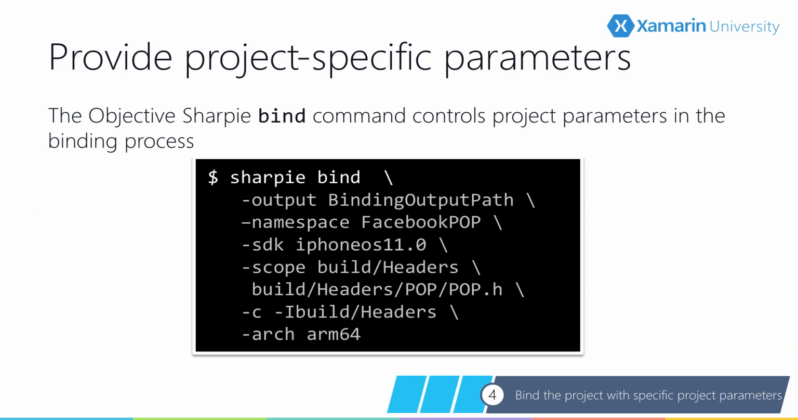When binding a project manually with Objective-Sharpie, you will need to provide project-specific parameters. These parameters include standard options, for example, structuring of folders containing the project output or passing special instructions to Clang, the compiler frontend used to compile Objective-C and various other languages.